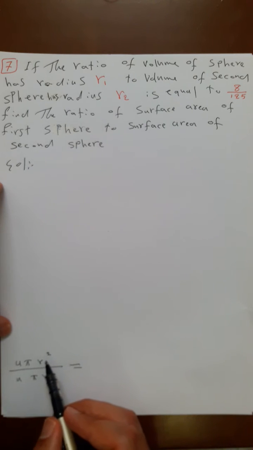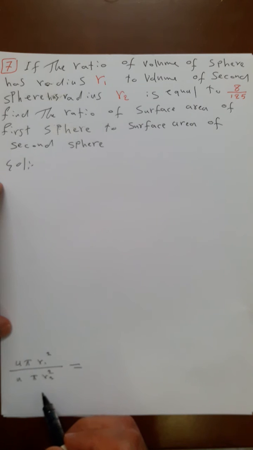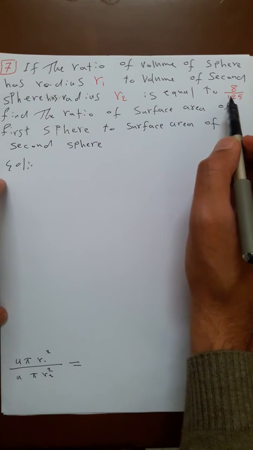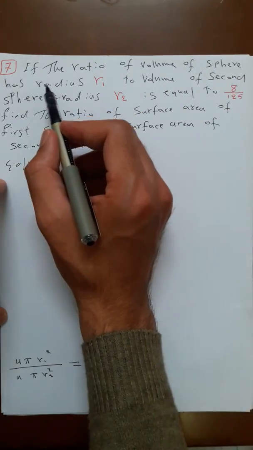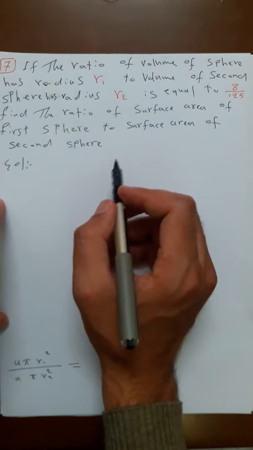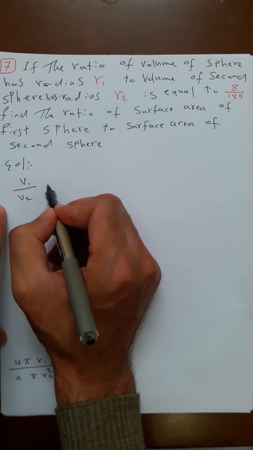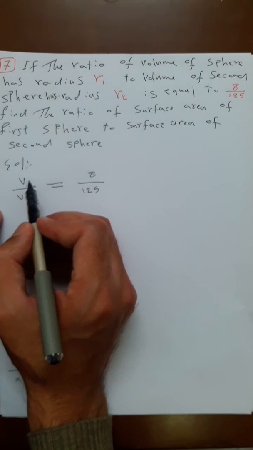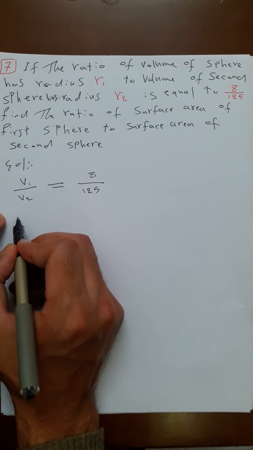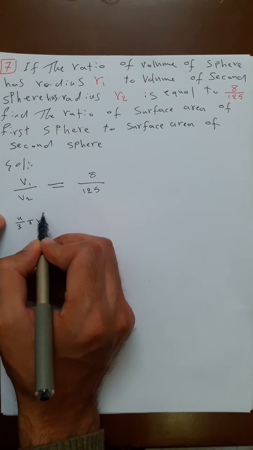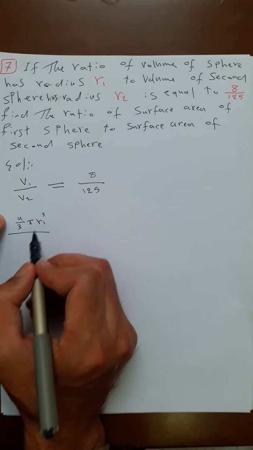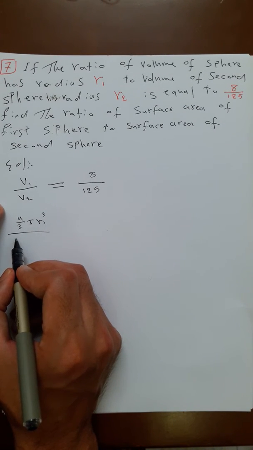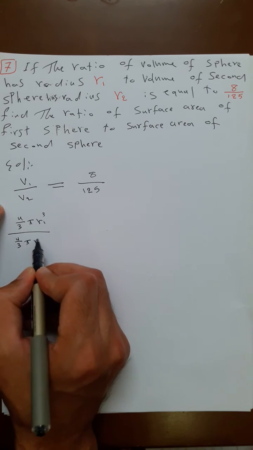To find this ratio, I need the values of R1 and R2. To find R1 and R2, I will use this ratio, which represents the ratio of the volume of the first sphere to the volume of the second sphere. So V1 divided by V2 is equal to 8 divided by 125. V1 is the volume of the first sphere, given by the rule 4 over 3 pi R1 with power 3, where R1 is the radius of the first sphere, divided by V2, the volume of the second sphere, given by 4 over 3 pi R2 with power 3.